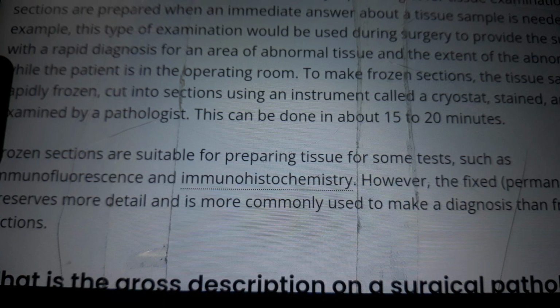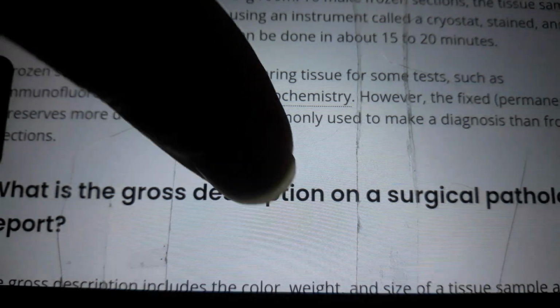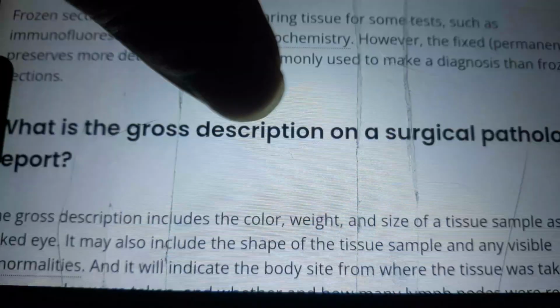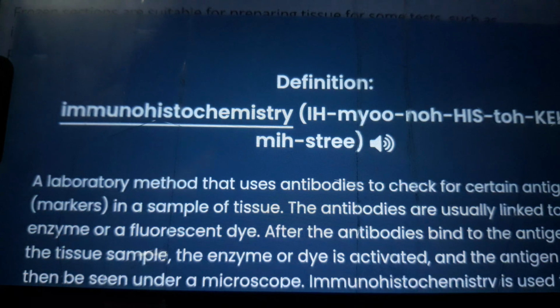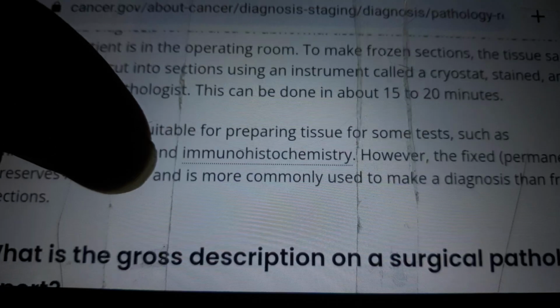So to make frozen sections, the tissue sample is rapidly frozen, cut into sections using an instrument called a cryostat, stained and examined by a pathologist. This can be done in about 15 to 20 minutes. So frozen sections are suitable for preparing tissues for some tests such as immunofluorescence and immunohistochemistry. However, the fixed permanent section preserves more details and is more commonly used to make a diagnosis.